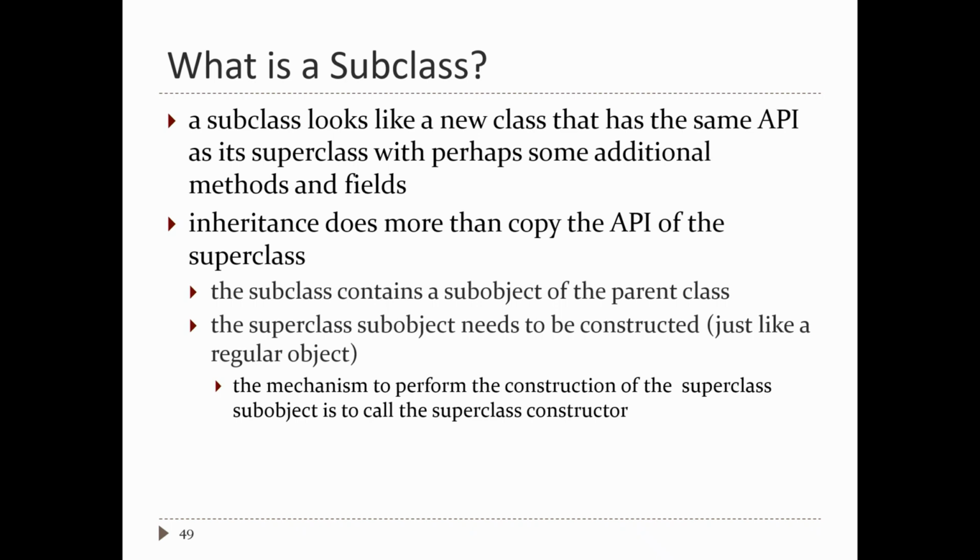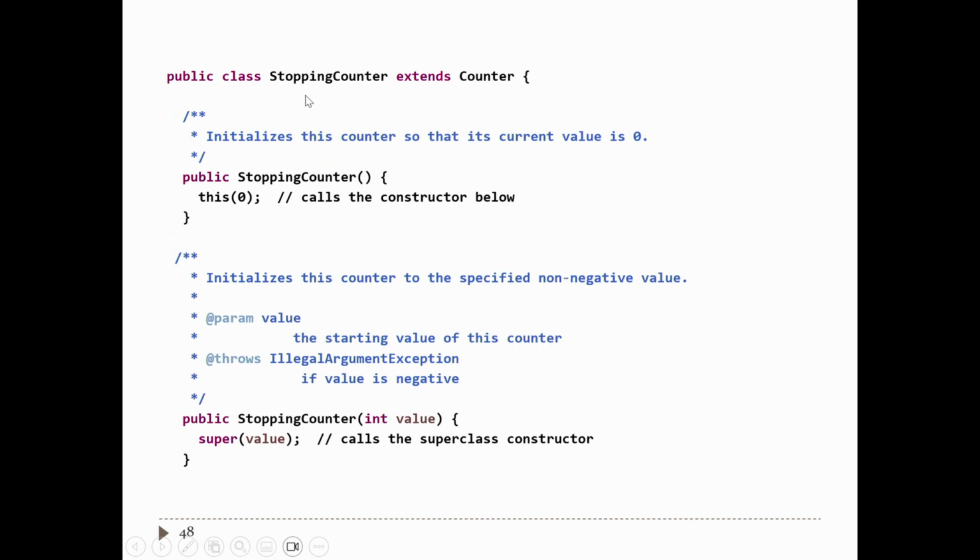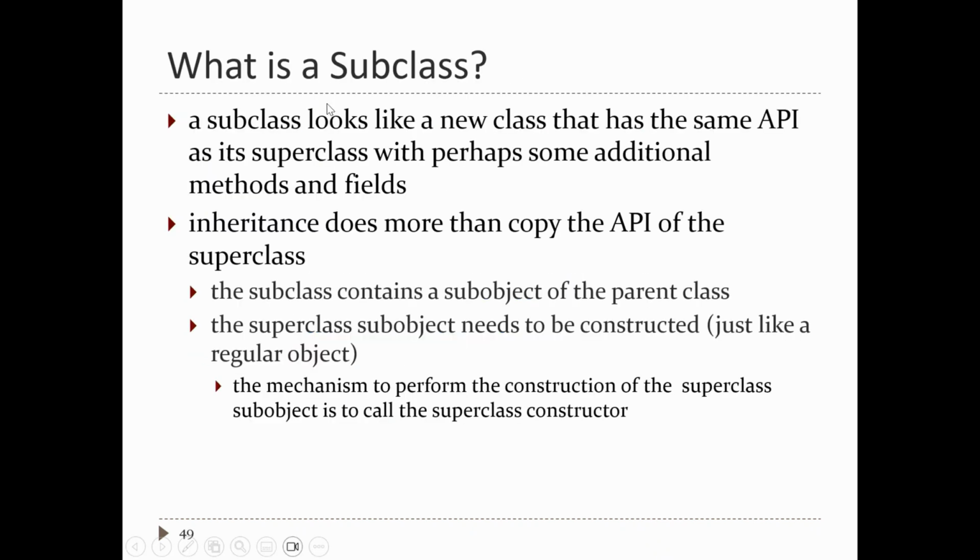All right, so what the heck do these rules exist for? The answer is because of the way that Java implements subclassing. So what exactly is a subclass object? In other words, what exactly is a stopping counter? It's not just a counter that has some extra fields and maybe some extra methods. It does more than just copy the stuff from the superclass. What actually happens is your subclass object contains an object of the parent class. So every stopping counter has a counter object inside of it.